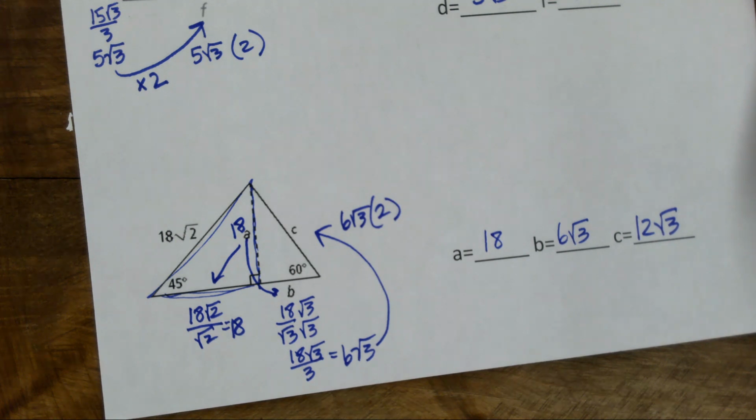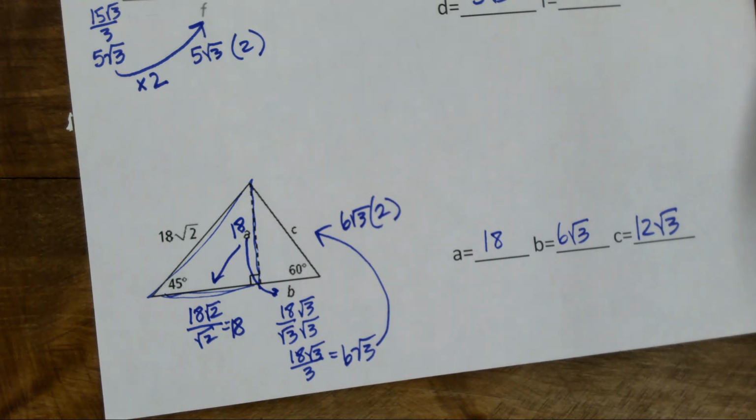Okay. So what do you have already? Do you have the short leg? Okay, that is what? 2 times the square root of 3 over 3. Great. Do you have the long leg? No. Do you have the hypotenuse? Yes. That one was given.